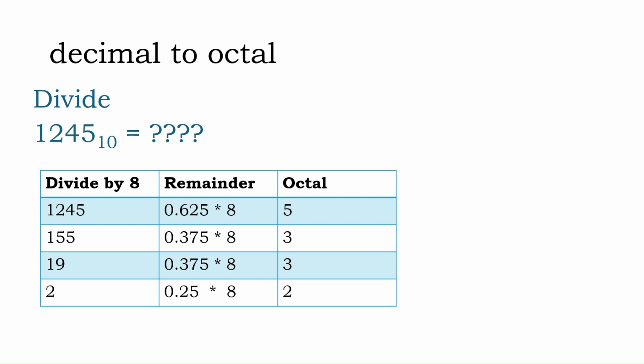So we take the first number and divide it by 8 and we get 155 and the remainder of 0.625. And then we divide this by 8 and we get 19 and 19 remainder 0.375. And then we divide 19 by 8, we get 2 and 2 remainder 0.735, and when you divide 2 by 8, you just get the remainder of 0.25. And then to get the octal number of these decimals, I multiplied each of them by 8, and that gave us 5, 3, 3, and 2.